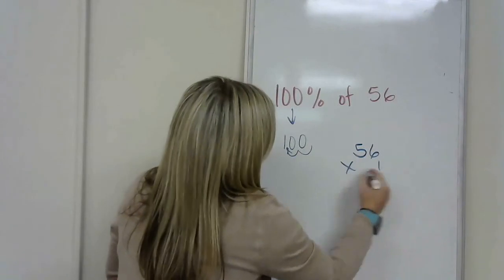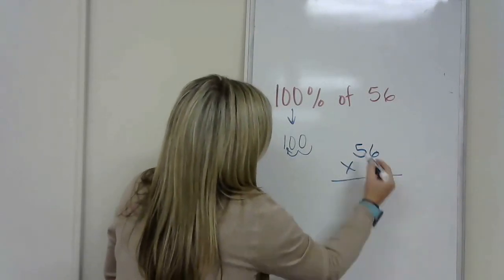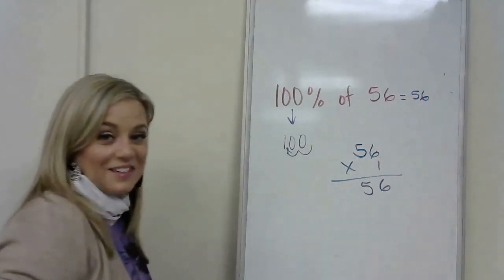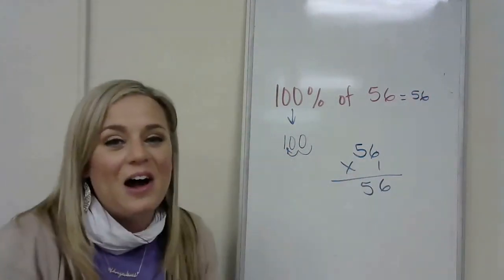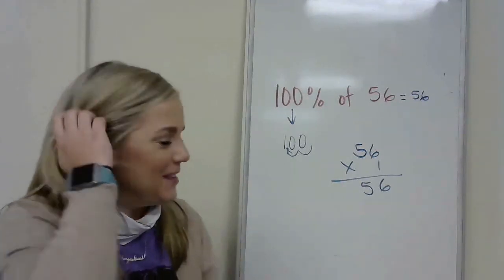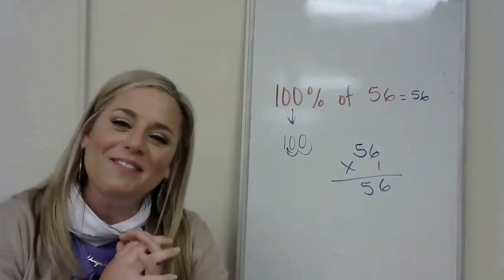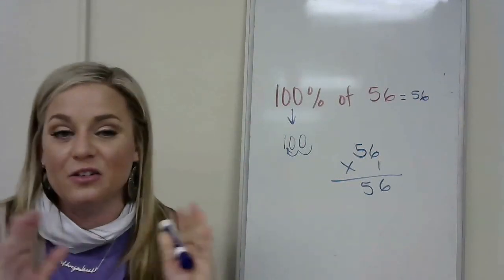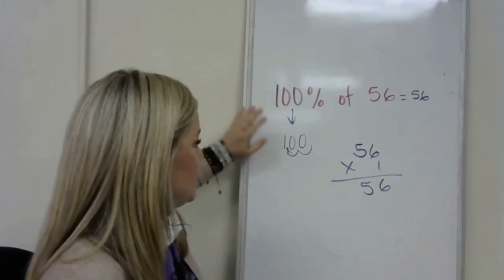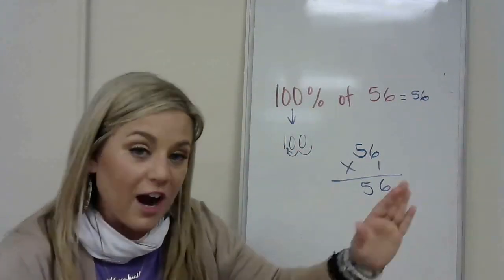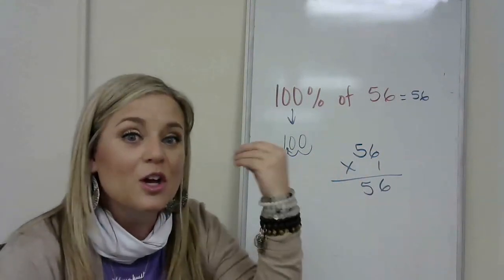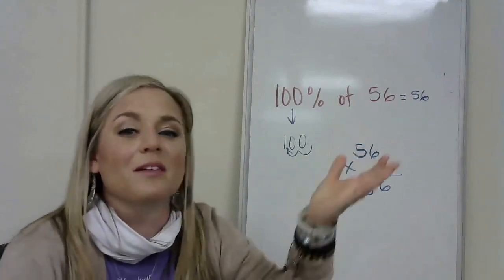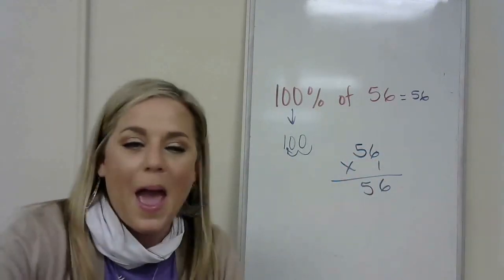56 times 1. 1 times 6 is 6. 5 times 1 is 5. So 100% of 56 is 56. No, that was not the hardest one. But I wanted to save the easy one for last, and I wanted to see if I could trick some of you. So I hope you guys understand. You got to get this percent to decimal, then multiply. If it's a fraction, get it to a decimal, turn it from a percent to a decimal, then multiply it. Okay, guys, happy percentage.